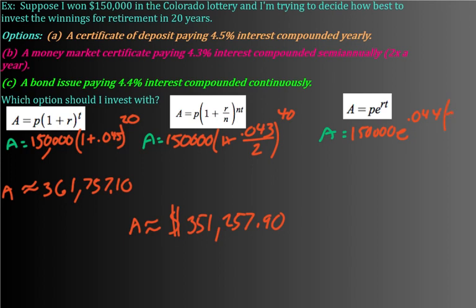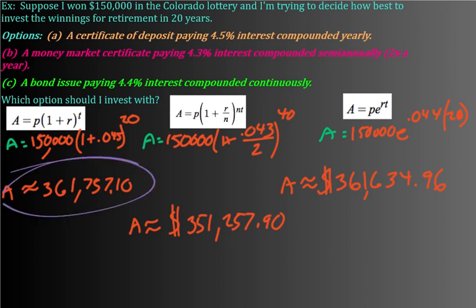And then the last one, 150,000 again, e, and then I've got 0.044, and I've got 20 years of that continuously compounded interest. In this one, A works out to be about 361,634.96. So all fairly close. But if you really want to max-min everything here, it turns out that the first one is the biggest. So the best option would actually be that first option.